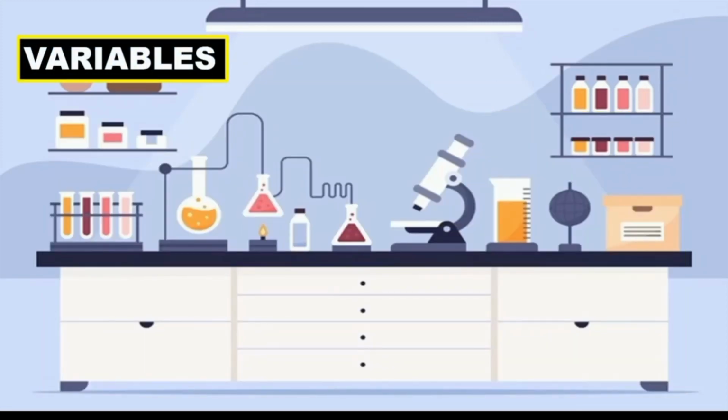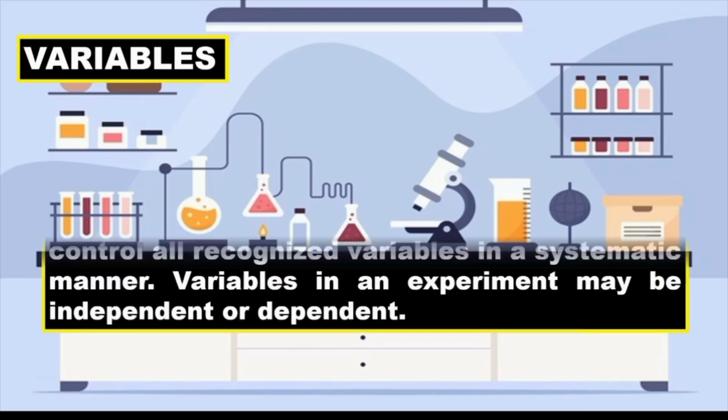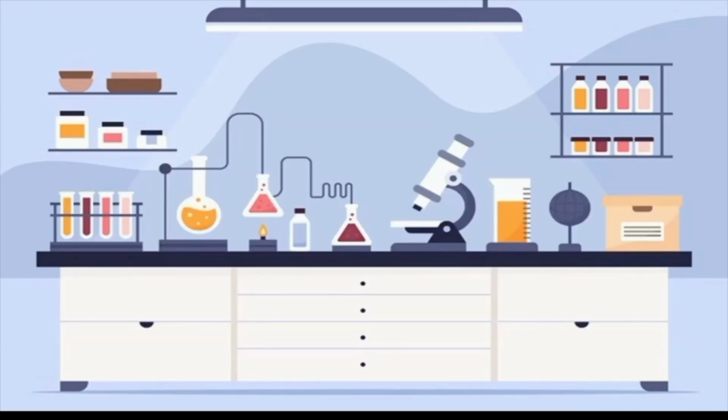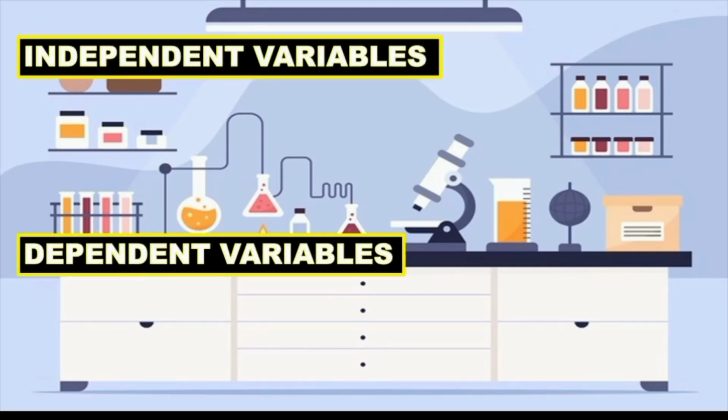And now let's talk about variables. Identifying and controlling variables involve the process of deciding which variables or factors will influence the outcome of an experiment, situation, or event, and deliberately control all recognized variables in a systematic manner. Variables in an experiment may be independent or dependent. And now let's move on to independent variables and dependent variables.